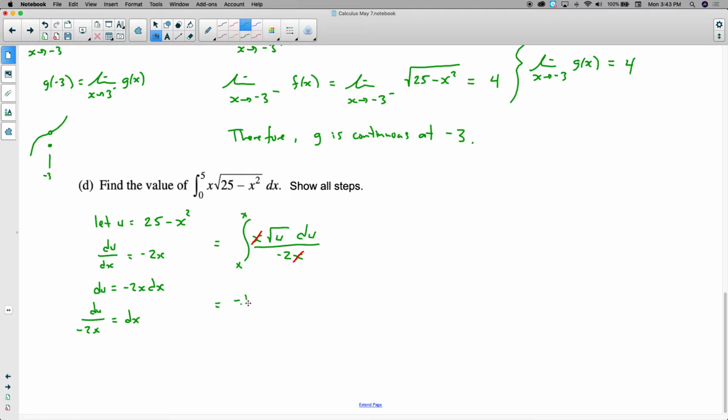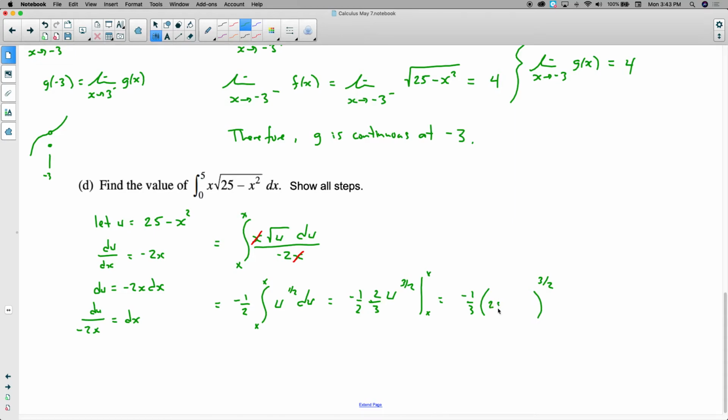So we've moved to u's, so then I'm not carrying 0 to 5, right? I'm just sort of reminding myself that I'm going to need a back substitute in a little bit. Okay, so plucking out this negative 1/2 and changing this to u to the half so I can reverse power rule it, off I go. So let's see, this is now u to the 3/2 divided by 3/2, which is the same as multiplying by 2/3, and that's evaluated from those little placeholders.